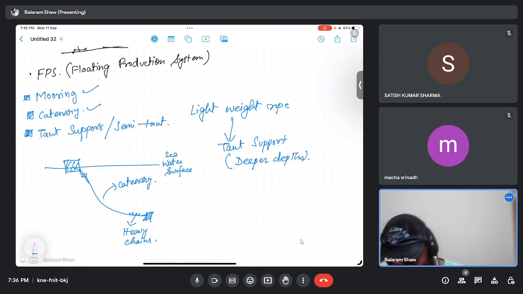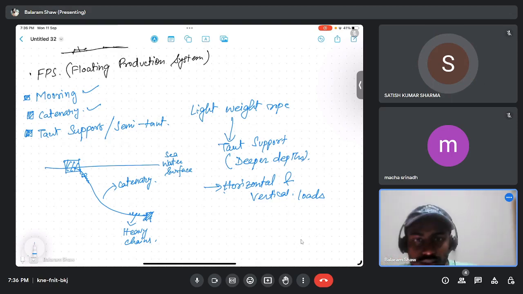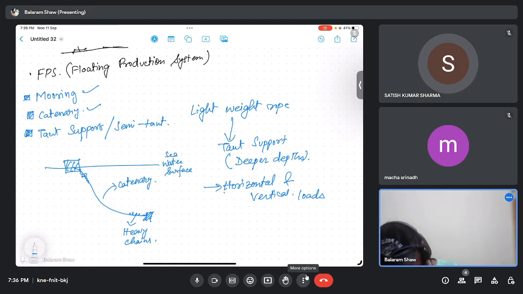In the case of taut support, both the horizontal and the vertical loads are taken into consideration. I hope the mooring and catenaries are clear. Okay, it is clear.